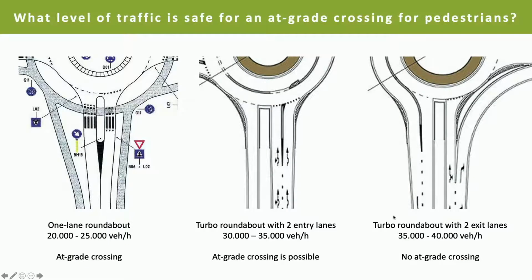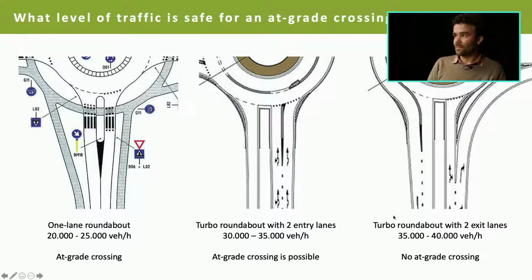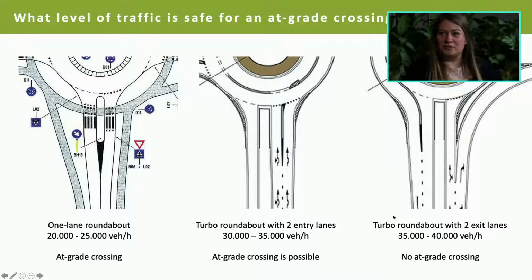Right. So we've got a slide that shows 3 types of roundabout. Yep. So the first one on the left. Can you speak to that one? Yeah, so that's the 1-lane roundabout. That's the most typical roundabout in urban areas, at least. So you have 1 entry lane, 1 exit lane. So you only have to cross about 4 meters. That's a normal crossing distance for people to cross. So an at-grade crossing is possible there.